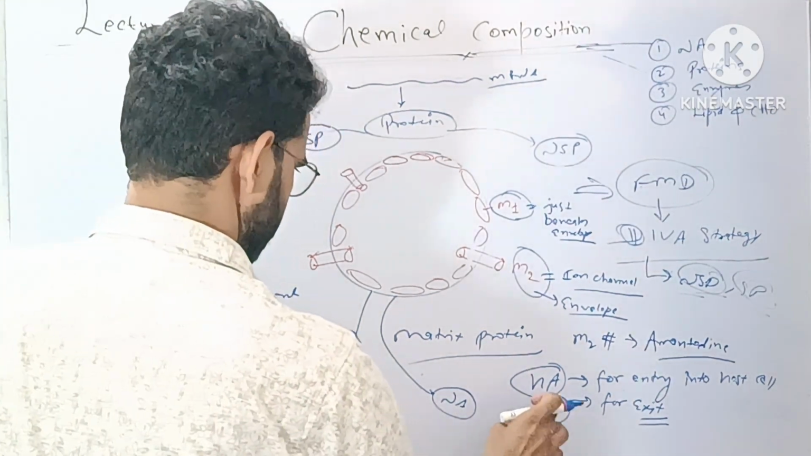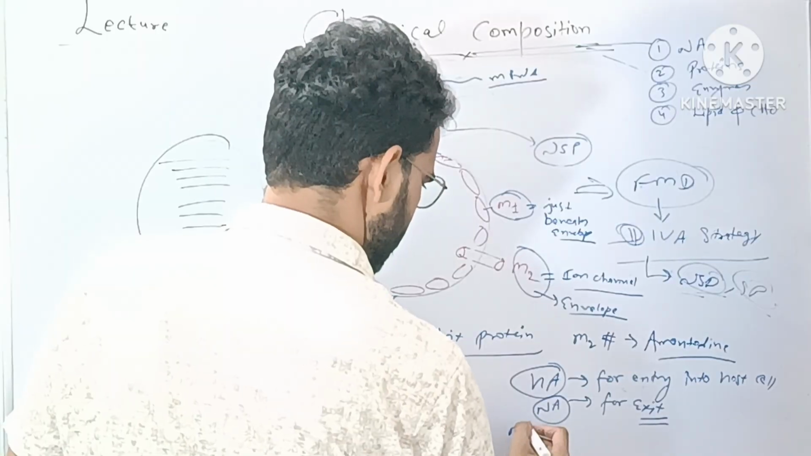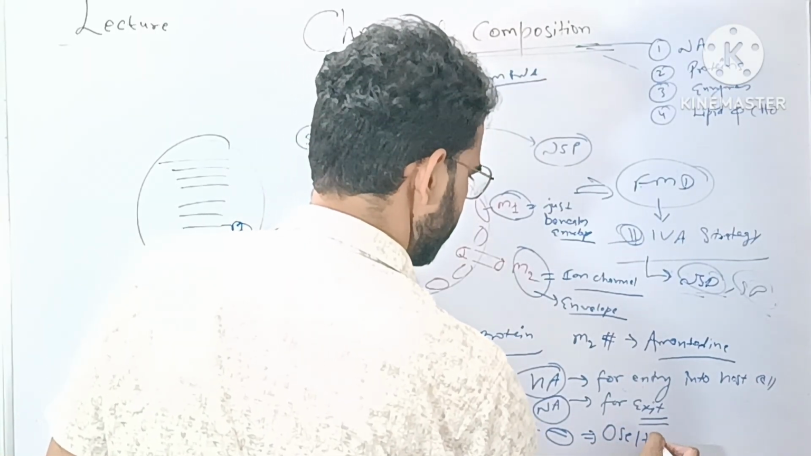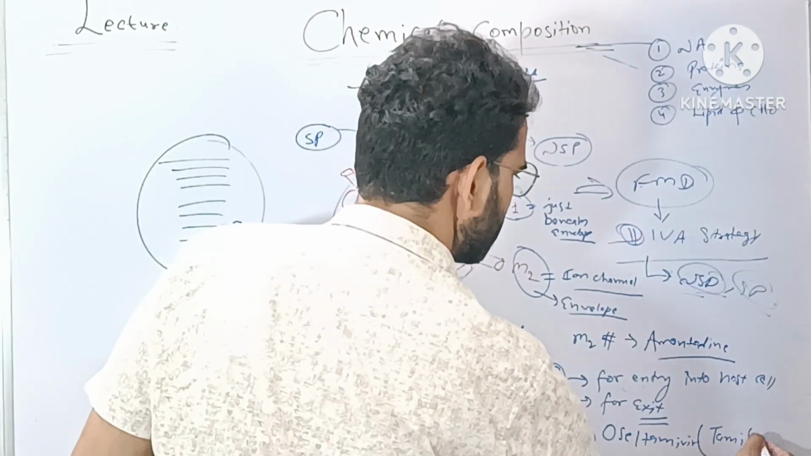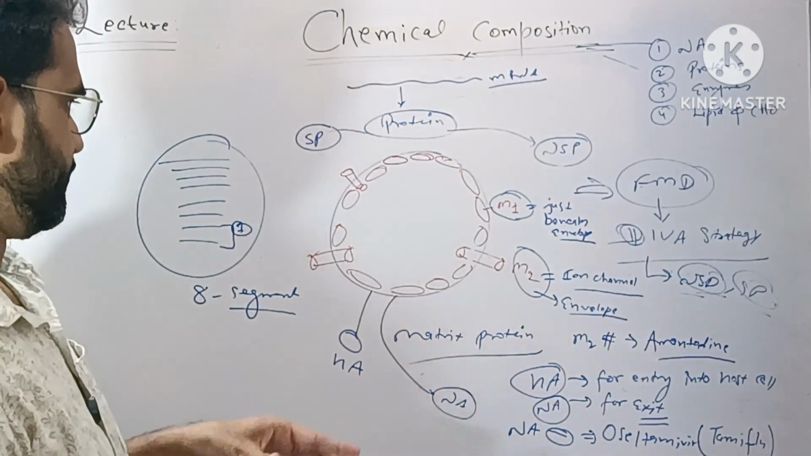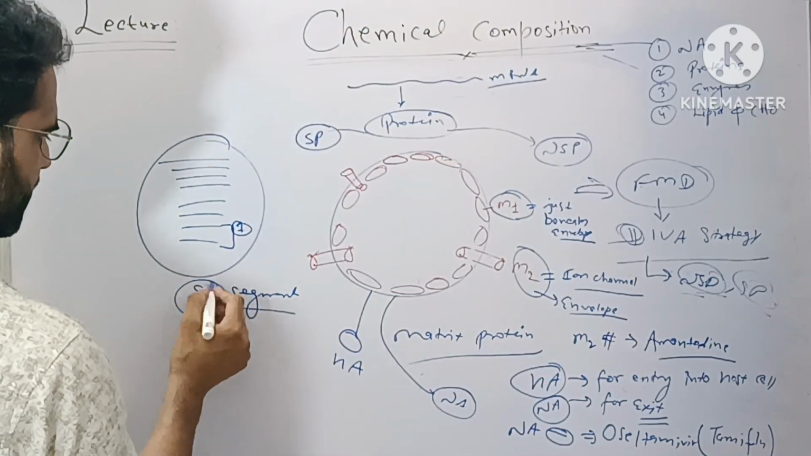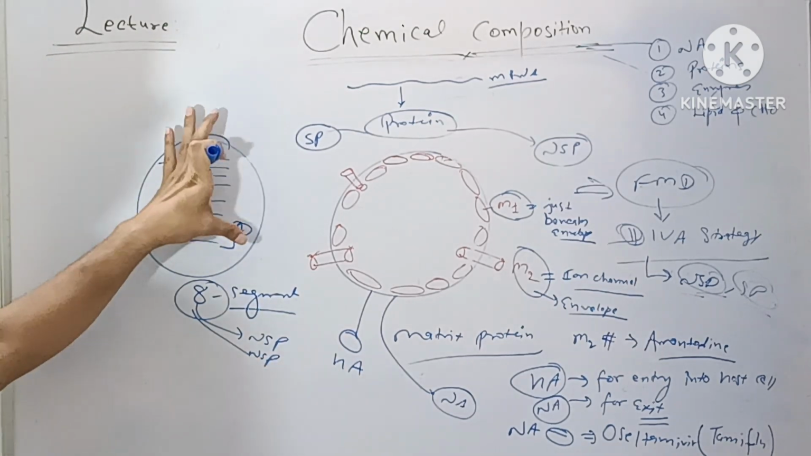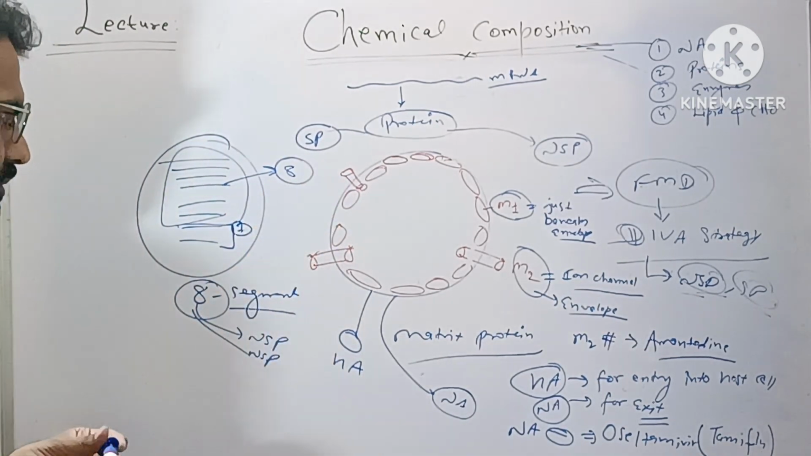For this NA, we have NA blocker drugs known as oseltamivir, and the trade name is Tamiflu. So these are the structural proteins. Segment number 8 encodes the non-structural protein. The rest of the 7 segments code for 8 structural proteins.